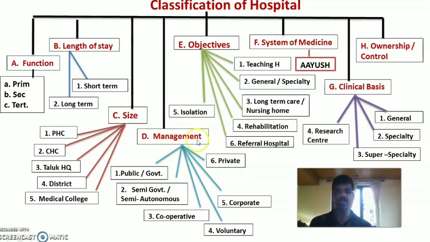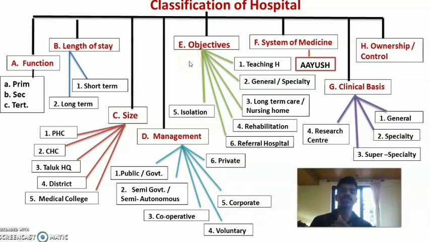So according to management, hospitals can be classified into public, government. Government also we can classify into central government, state government, etc. Then semi-government or semi-autonomous. Then cooperative hospital, voluntary hospital, corporate hospital, private hospital, etc.